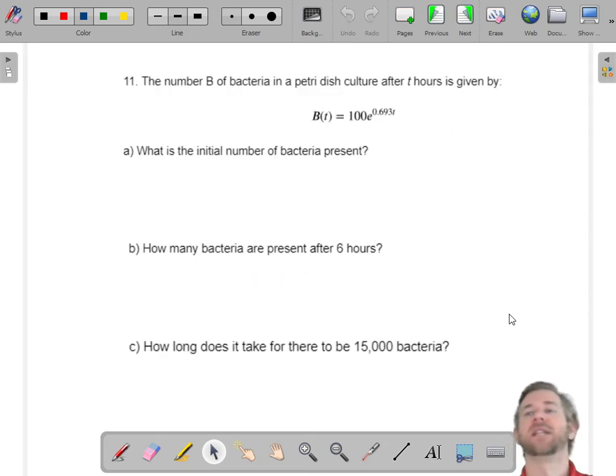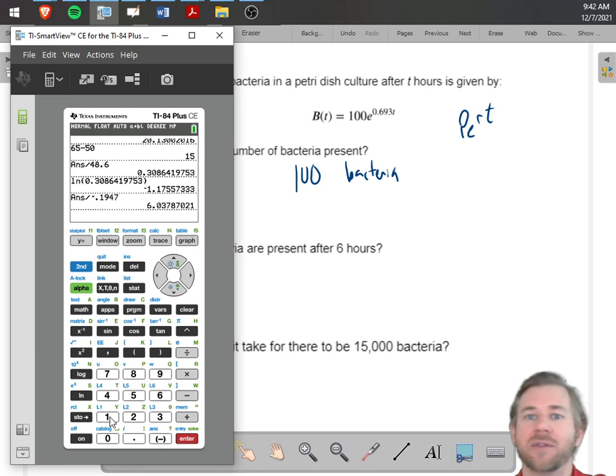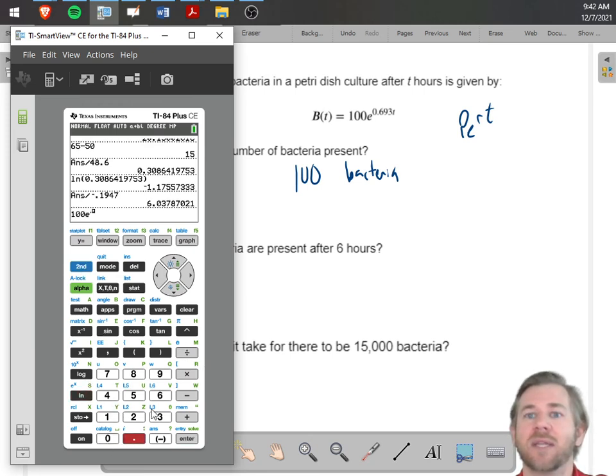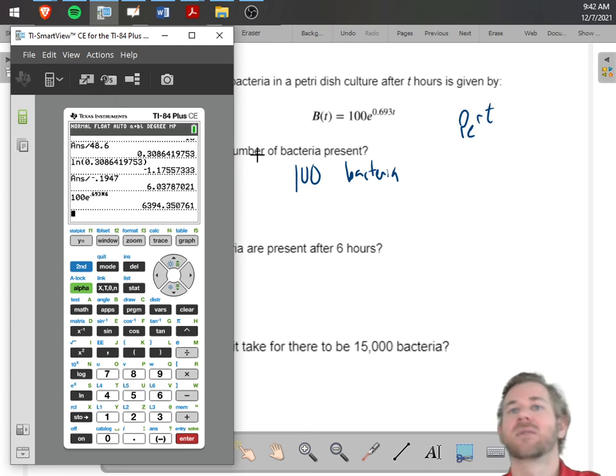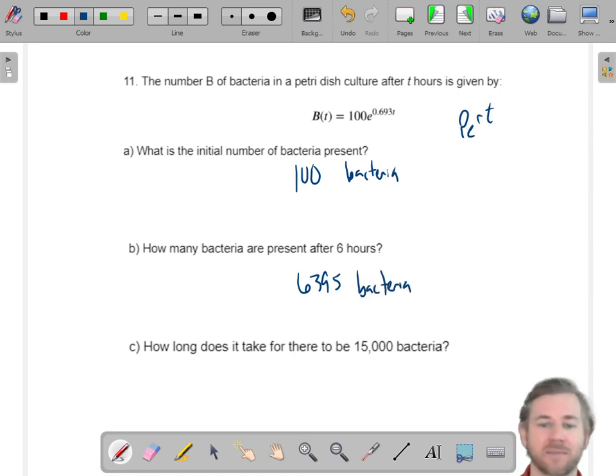Last one, what's the initial amount? Remember, this is Pe to the rt. This formula looks like that. You can just plug in t as 0 as well, but it's 100. There's 100 bacteria at the start. After 6 hours, I'll plug in 6, 100 e to the 0.693 times 6 hours. So there's 6,395. Remember, round up, 6,395 bacteria after 6 hours.